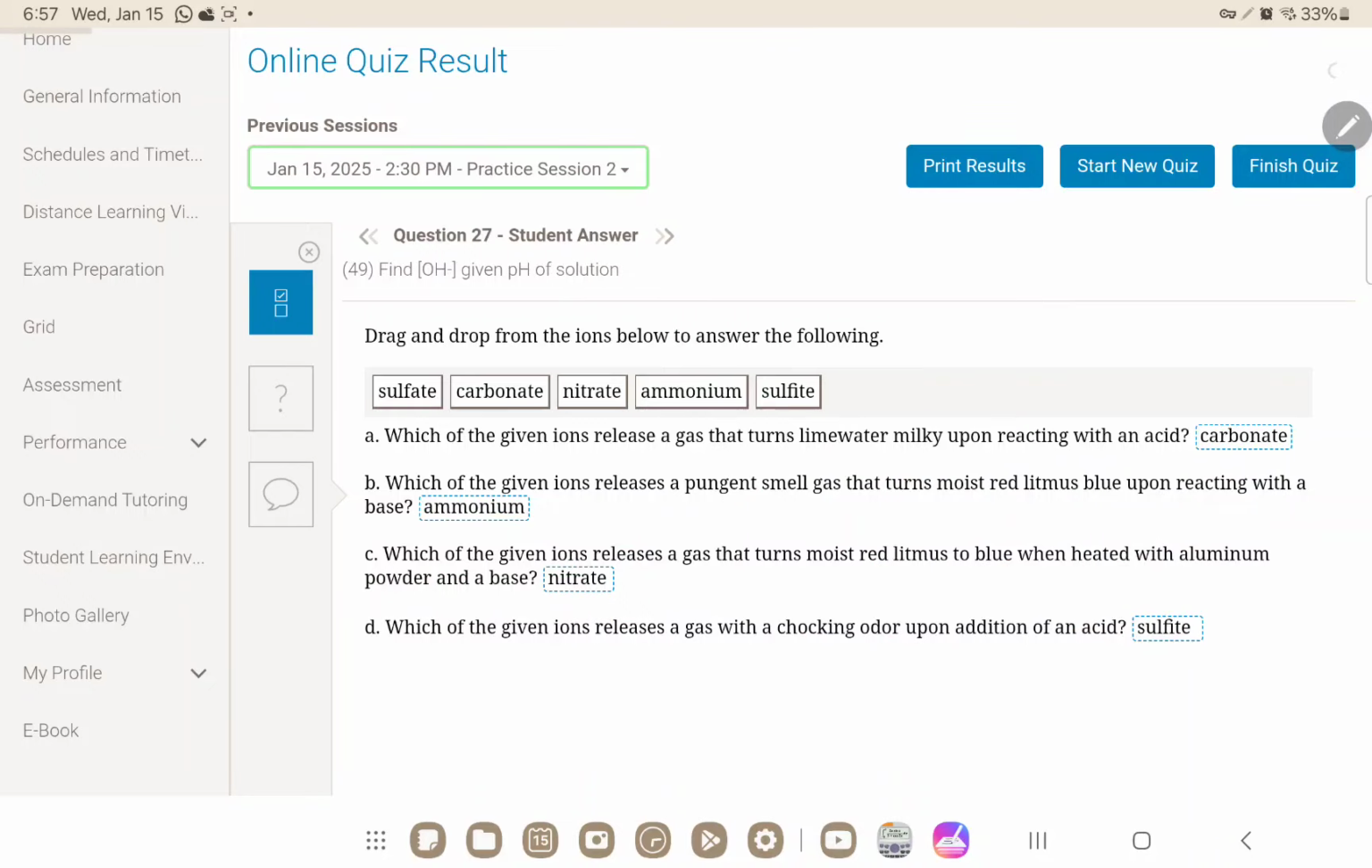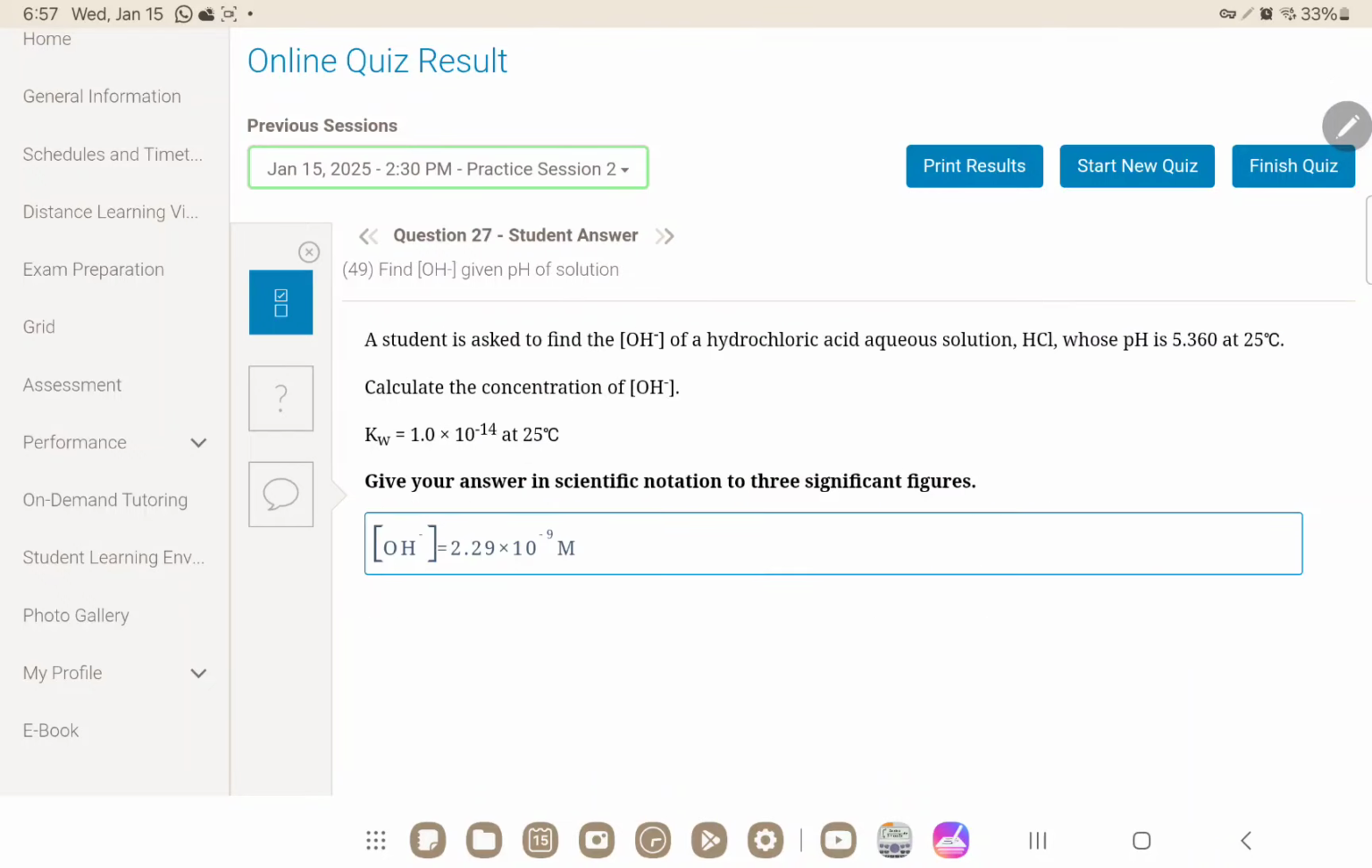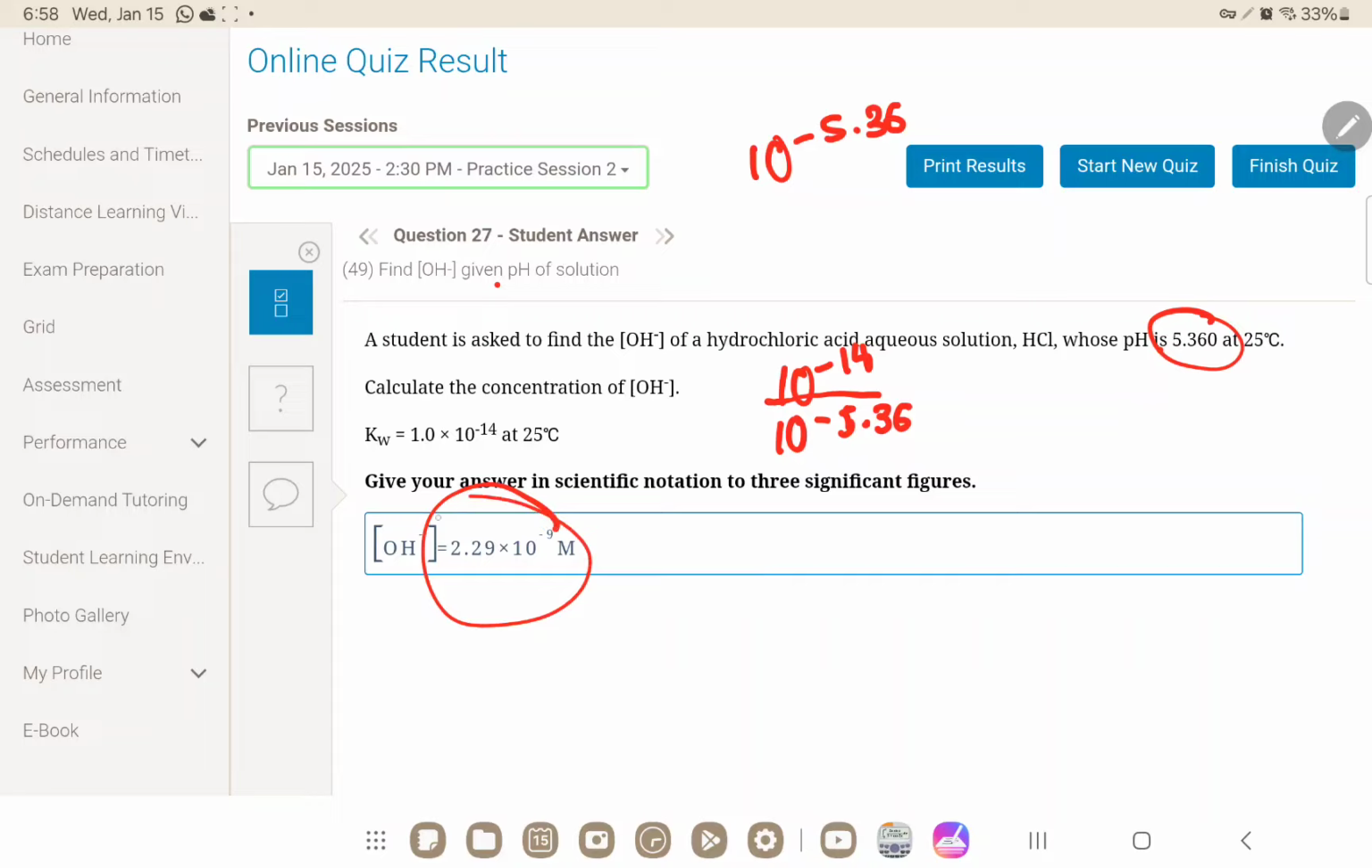Now, here they're asking us to find the OH concentration. So we do 10 to the power negative 14 over the H ion concentration. They told you your pH is 5.36. So your H concentration would be 10 to the power of negative 5.36. So 10 to the power negative 14 over 10 to the power negative 5.36 is going to give you 2.29 times 10 to the power negative 9 when you do it in your calculator.